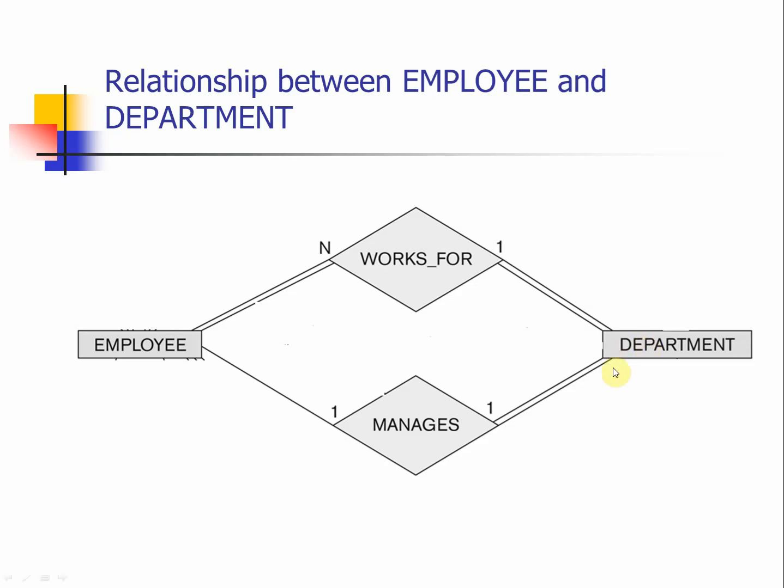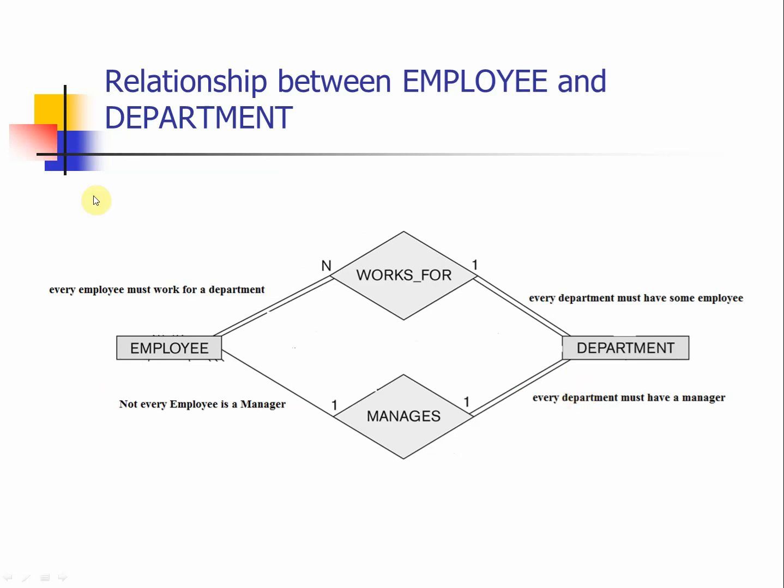On the other side, a department must have a manager. That's what this relationship tries to say. And therefore, you have to have someone that manages the department, so we put a double line over here. And that is what I have described by showing you a picture indicating what we try to represent in this single line and double line.